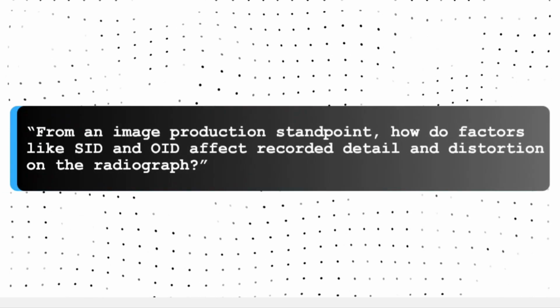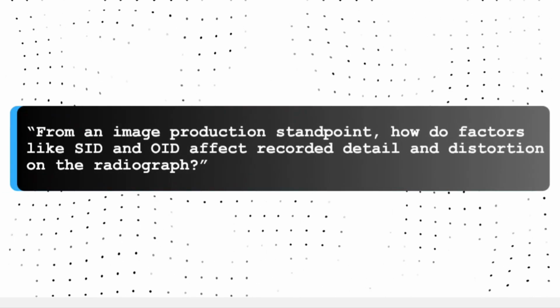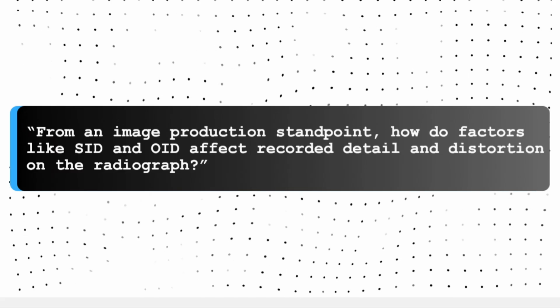So the next question comes from Sophia. How do factors like SID and OID impact recorded detail and distortion on the radiograph? So your SID and OID both impact the geometric properties of the image. For the SID, if you increase your SID, it's going to improve your recorded detail by reducing the penumbra or unsharpness in the image. That longer SID allows the beam to get more parallel, which reduces the divergence and the magnification.